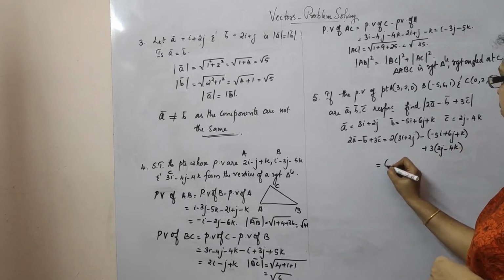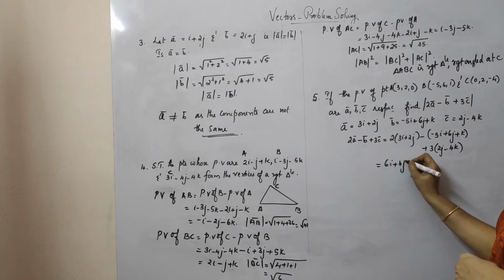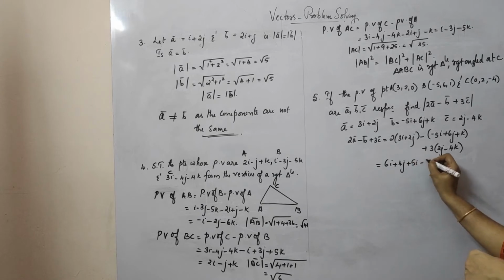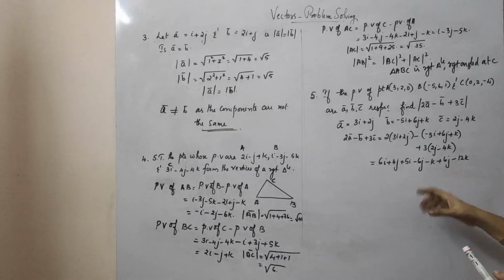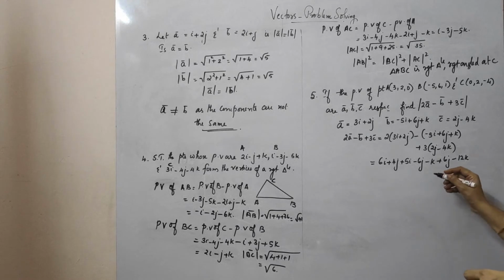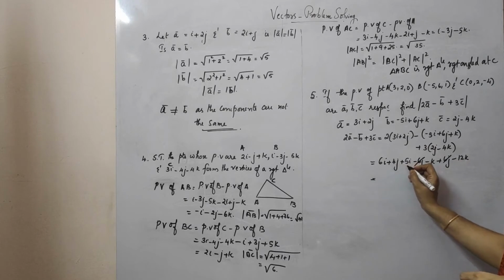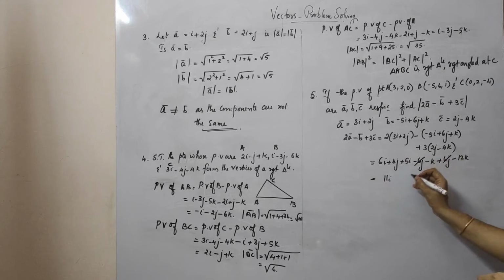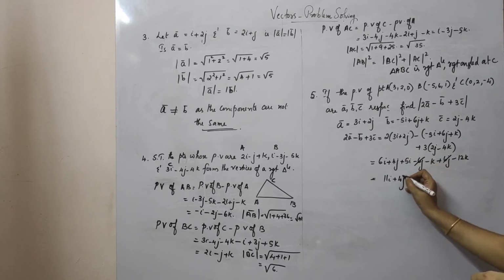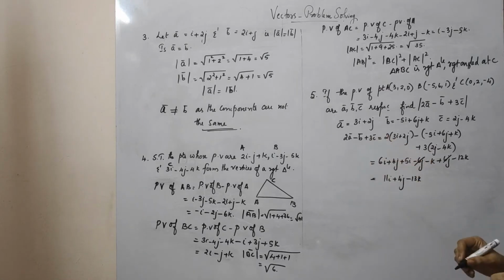So what is 2 vector A minus vector B plus 3 times vector C? 2 into 3i plus 2j minus negative 5i plus 6j plus k plus 3 times 2j minus 4k. So this is equal to 6i plus 4j plus 5i minus 6j minus k plus 6j minus 12k. So in this part, the j terms cancel. That is 6i plus 5i, that is 11i, 4j, and minus 13k. So this is the value of 2 vector A minus vector B plus 3 times vector C.